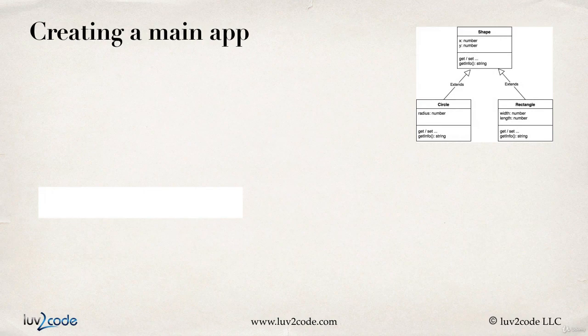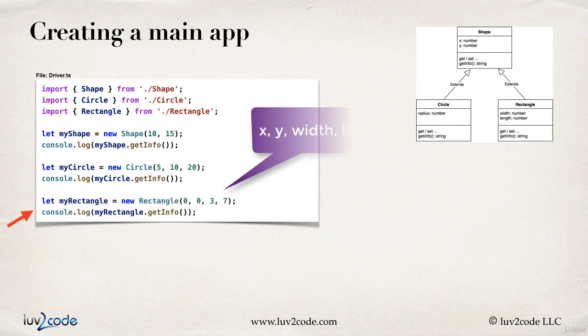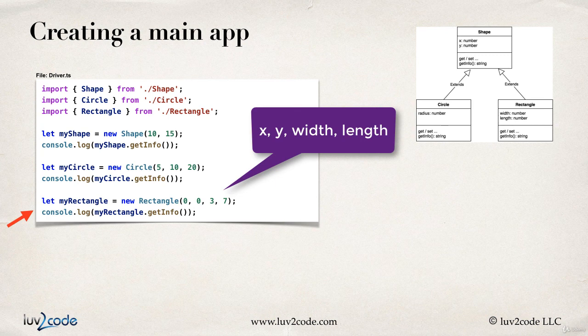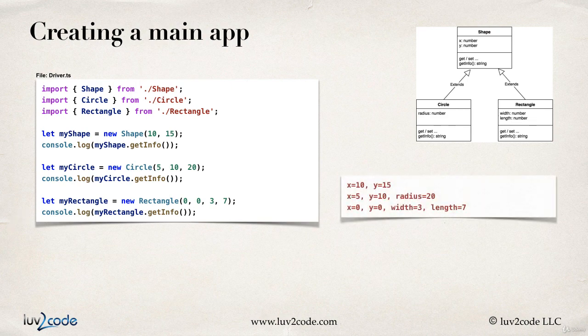All right, so let's add support for the rectangle in our main application. Here's our code from before. I create my rectangle equals new rectangle, and pass in the X, Y, width, length. Then I do a console.log on my rectangle.getInfo. Once we run this application, here's the output. The first line is for my shape, then my circle, and then my rectangle. Again, notice how it's using the overridden version of the getInfo methods for my circle and my rectangle.